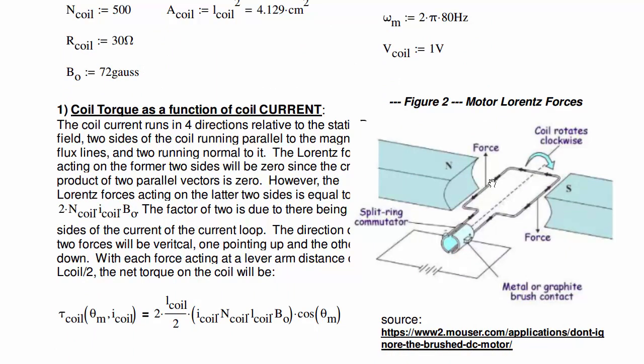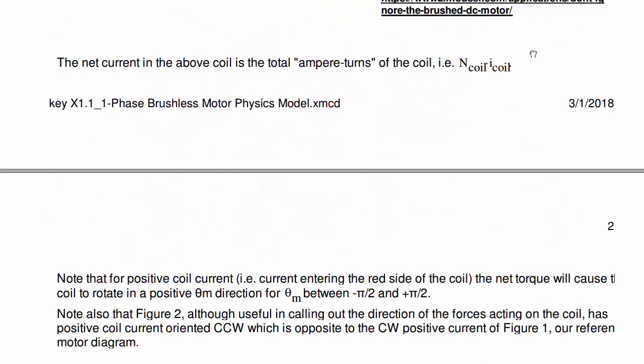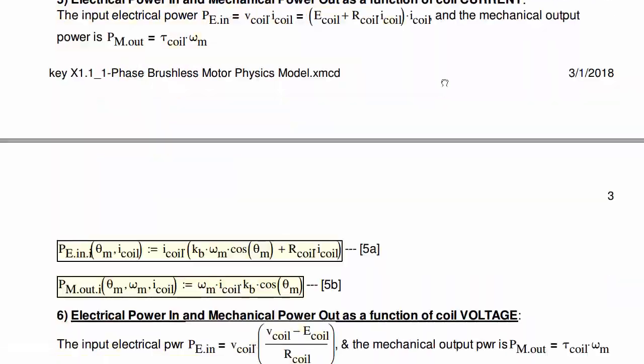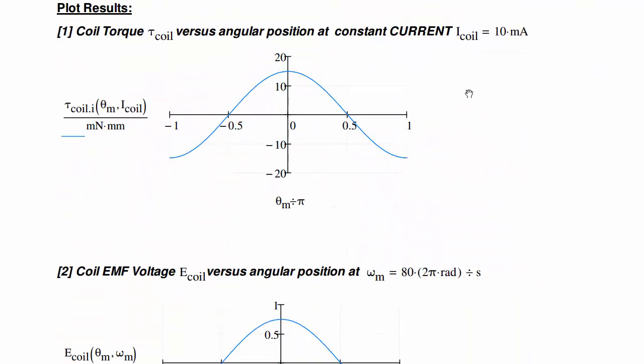So we have the force pointing directly up and pointing down, and that force now is actually at a right angle. It's normal to the torque arm, so we get maximum torque at this point, and we should be able to see that in our first plot. So here the units are millinewton millimeters, or it would be Newton meters times 10 to the minus 6.